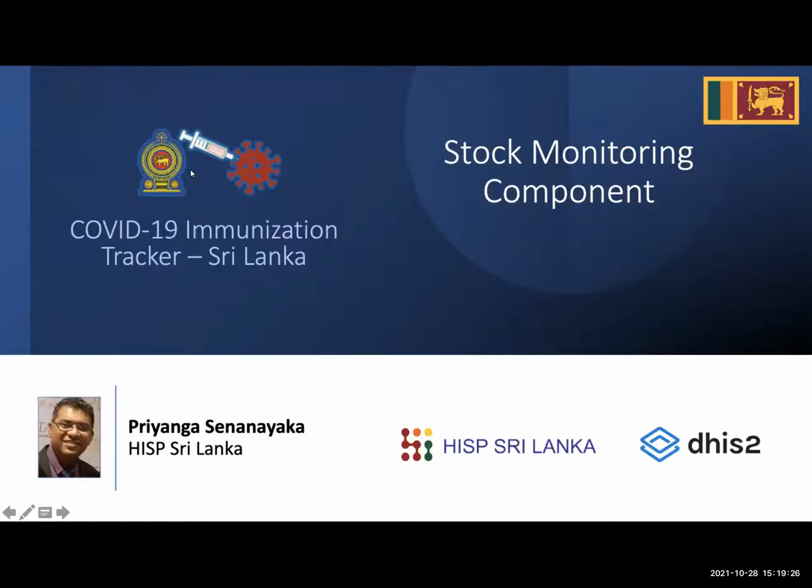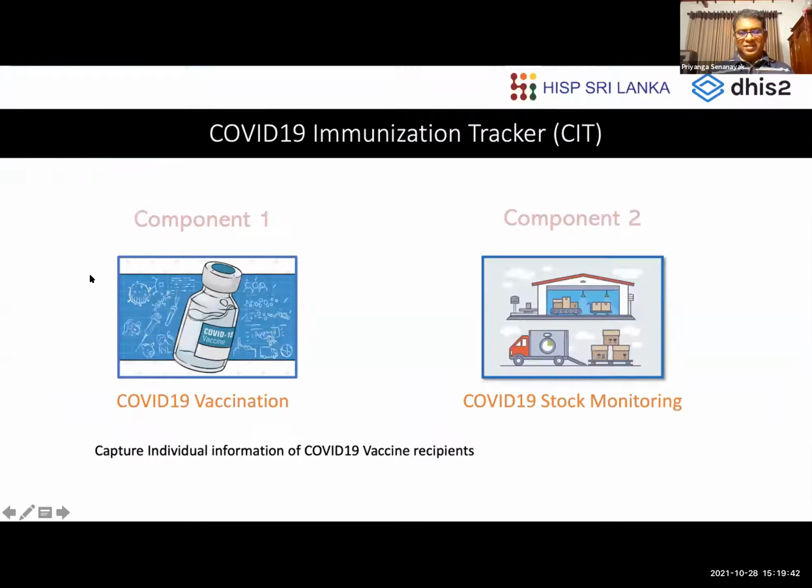this opportunity to share our experience in Sri Lanka with regard to using the DHIS2 platform for logistic management. So I'm just elaborating on the COVID-19 immunization tracker in Sri Lanka, the stock monitoring component of the tracker. Basically the COVID-19 immunization tracker consists of two components. Component one is to record individual persons who are taking vaccines. So that's the tracker component. And the second component is the COVID-19 stock monitoring component.